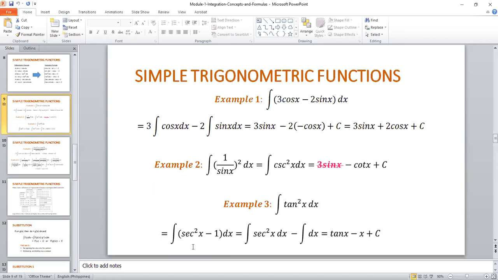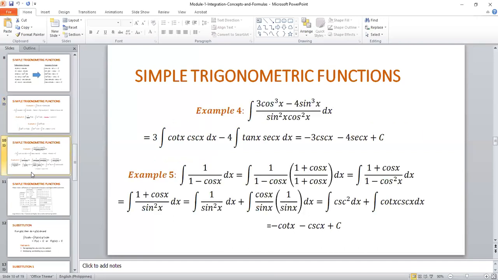After that, you evaluate your given integral piece by piece. So the integral of the secant squared x is tangent x, and the integral of dx is x. You drop the d, copy the sign, and then plus C. Questions? None? Okay. Now we proceed.